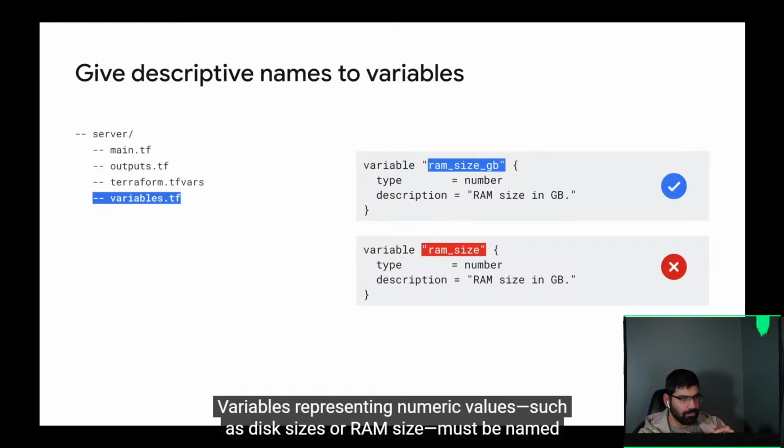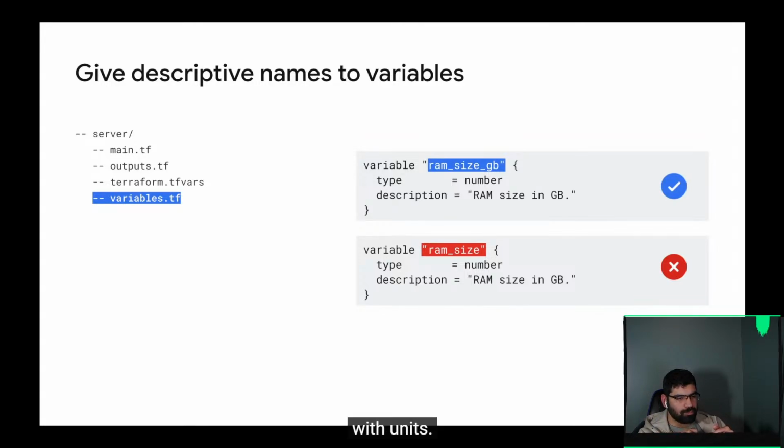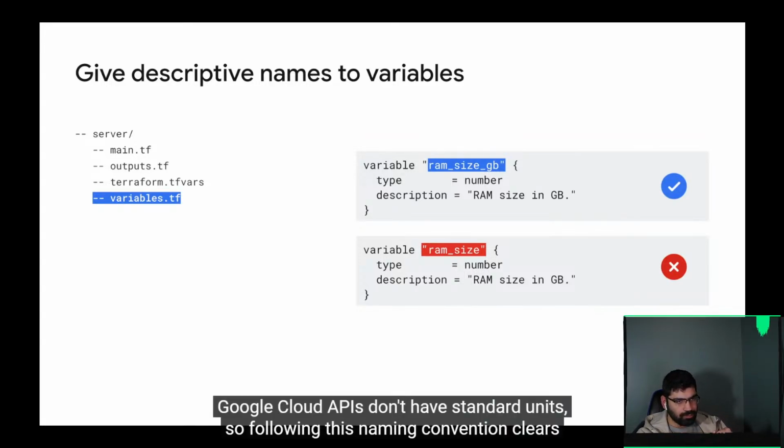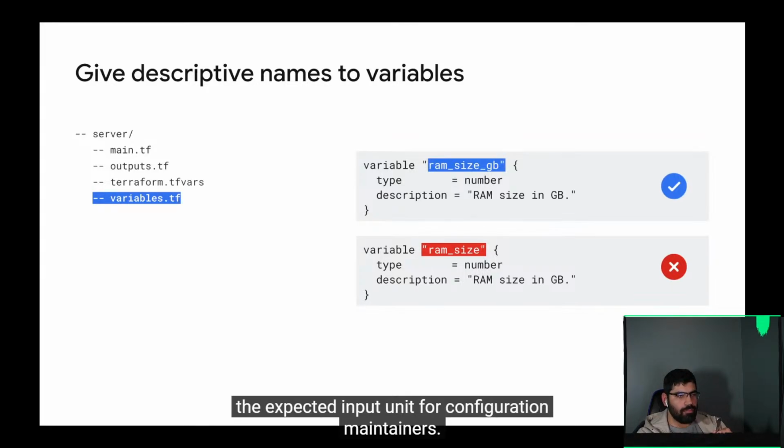Variables representing numerical values, such as disk size or RAM size, must be named with units. Google Cloud APIs don't have standard units, so following this naming convention clears the expected input unit for configuration maintainers.